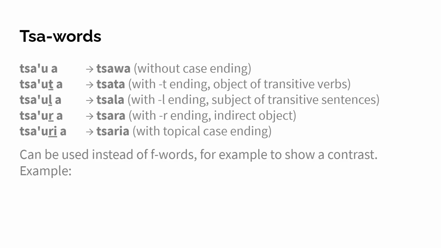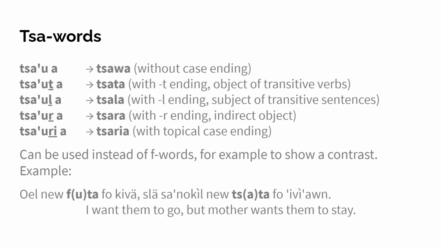We don't have that much information about when we can use them. Very likely we can use them in most cases, but we can, for example, use them to show contrast. One example of that: well neo futa fo kive, se satnokil neo tsata fo ive aun. I want them to go, well neo futa fo kive, but mother wants them to stay, se satnokil neo tsata fo ive aun. So I want this, but my mother wants that. So we build a contrast here. And that's something that these tsa words can be very useful for, to distinguish feu from tsa'u, this from that.